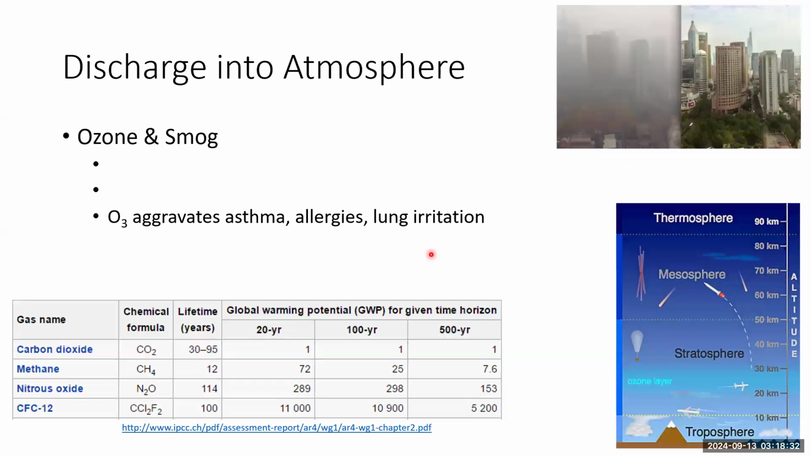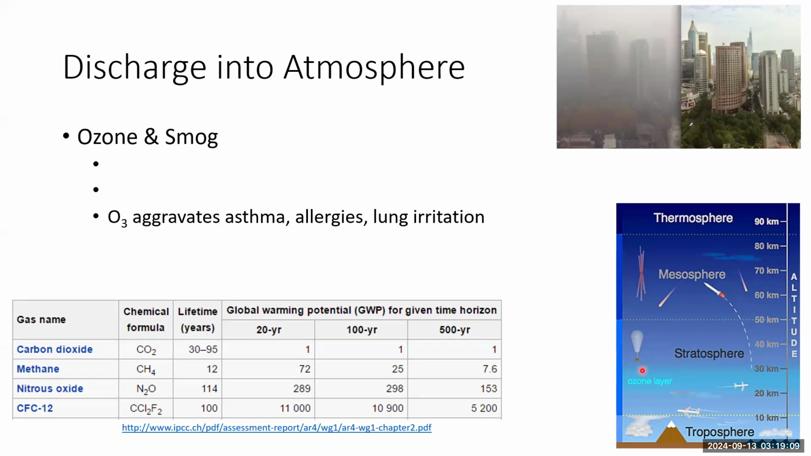Let's see, other components that we are worried about getting into the atmosphere include ozone and smog. So ozone, the chemical formula for ozone is O3. And ozone is a complex substance because when it exists in the stratosphere, ozone is good. We like ozone. In the stratosphere, ozone helps protect us from ultraviolet radiation.